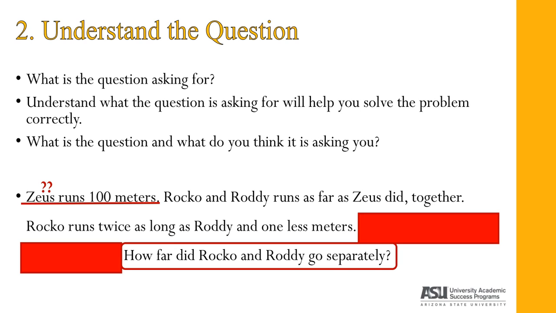Pepper is speed, and we're not looking at speed, we are looking at distance. Zeus, we cannot cross out because we need to know Zeus. Because Zeus, we know, ran as far as Rocco and Roddy did together.